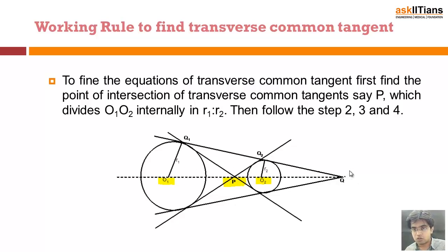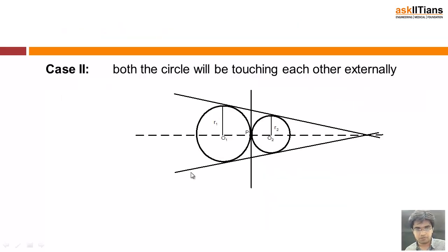If you find the point by external division, you will get direct common tangents. If you find the point by internal division, you will get transverse common tangents. So in this way, you can differentiate, as well as clearly find out which is a direct common tangent and which is a transverse common tangent. Now, this was case 1, when both the circles were apart, they were separate.